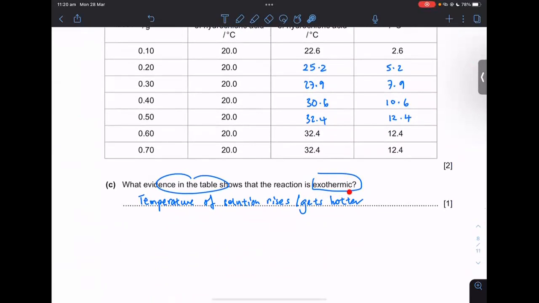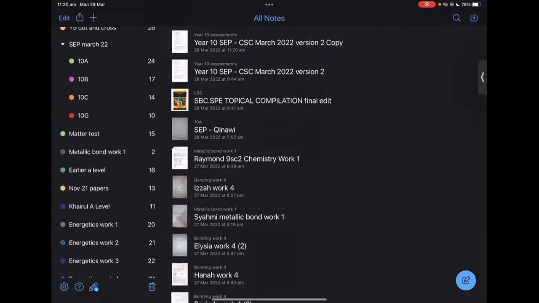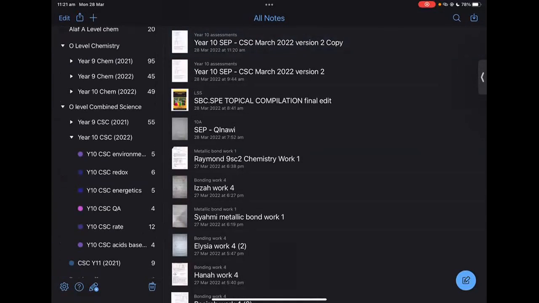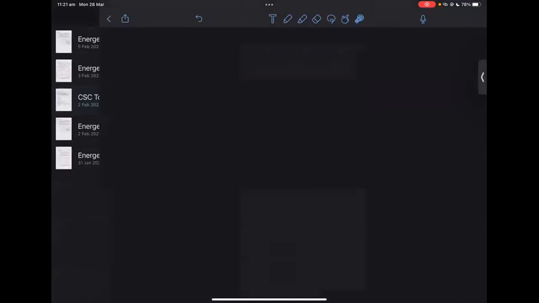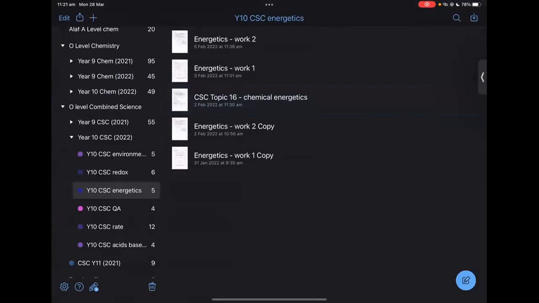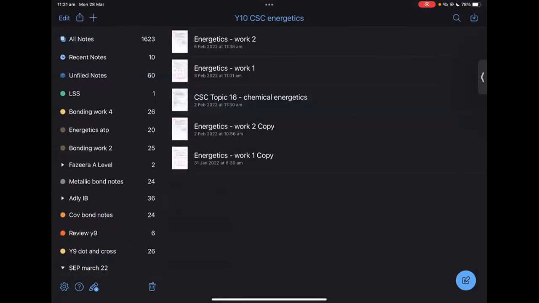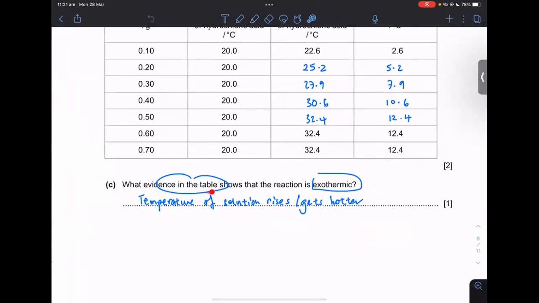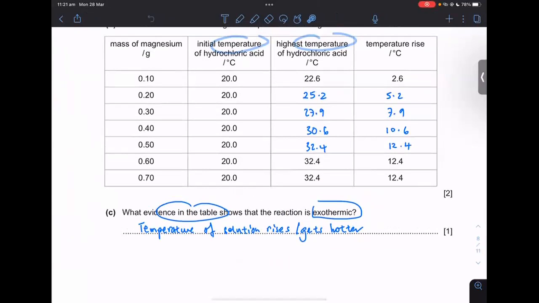As I've shown you in the notes, I'm going to show you again because some people, even in year 10, they don't know what they have been given because they never revised. Candidates should be able to. Exothermic reactions result in a higher temperature because the temperature of the solution increases. It becomes hotter. Now, the question really is asking you what data from the table? So you cannot say release energy because the data in the table doesn't show you energy. It shows you temperature. There is a temperature rise for each and every one. It gets hotter.